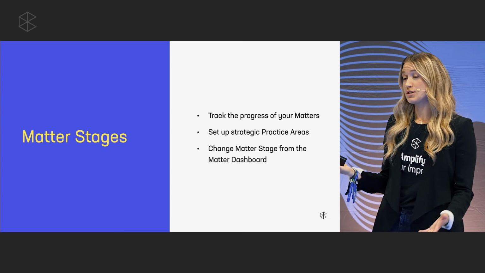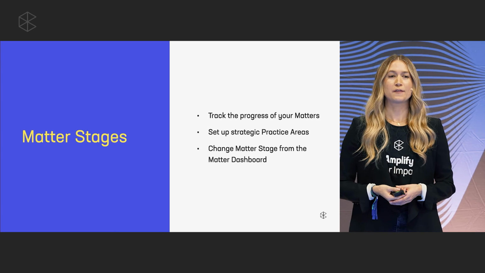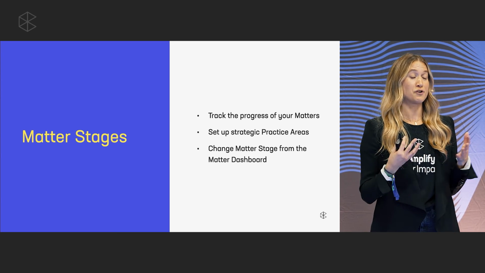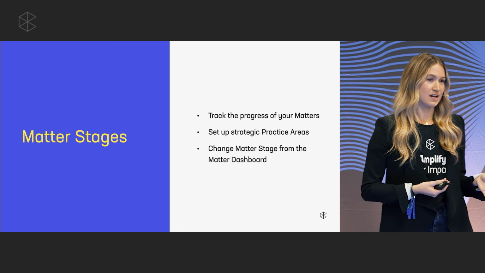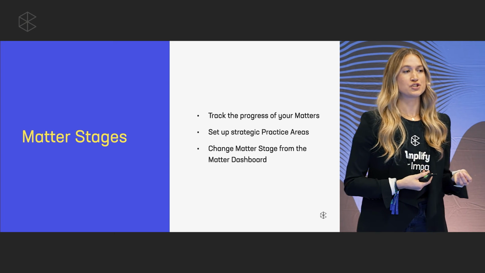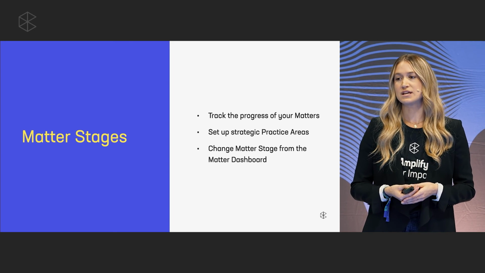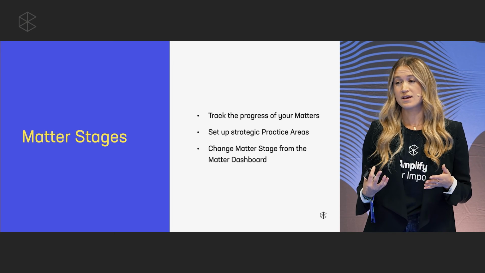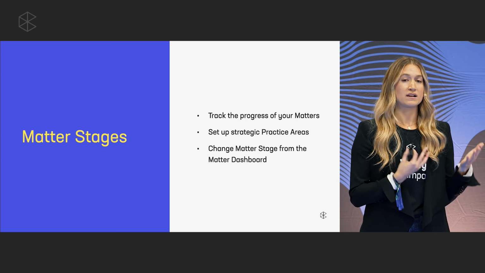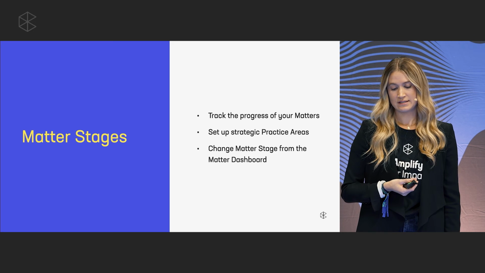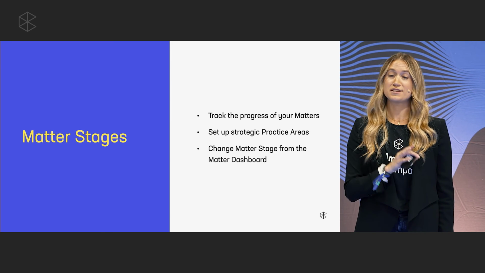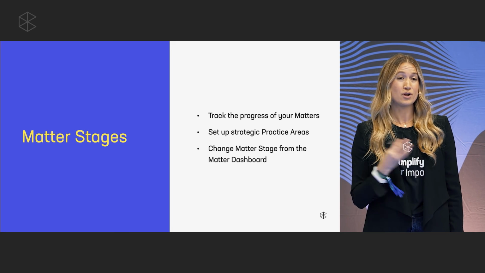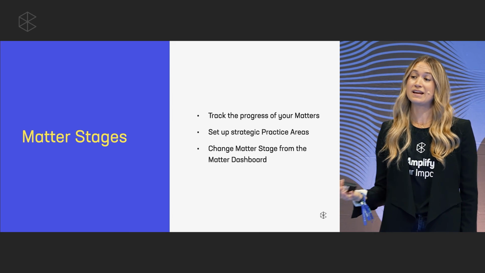And lastly, we just looked at matter stages, which allow you to track the progress of your matters in a Kanban style board. They are organized by practice area. So to maximize your use of this feature, you will want to look at your practice areas in your settings and make sure that they are organized and set up to help you maximize your use of matter stages. And my advanced user tip was to change the matter stage, not just from that main matters tab, but also from your matter dashboard as you're completing items.